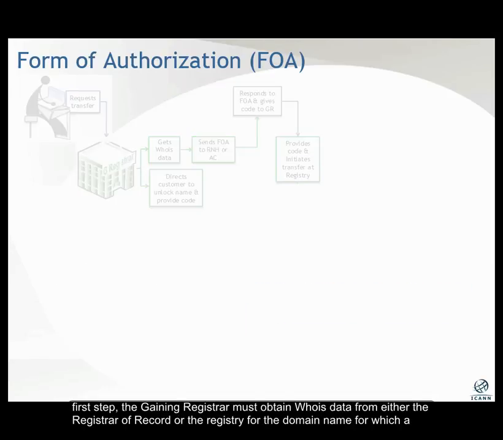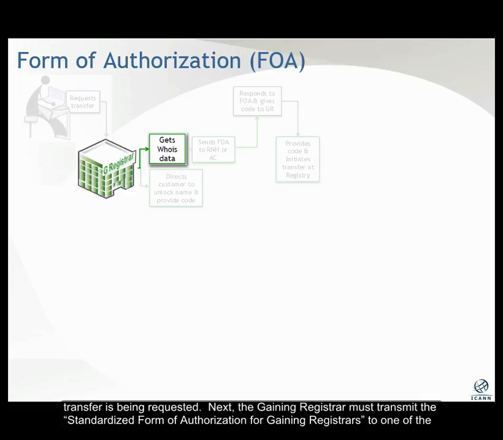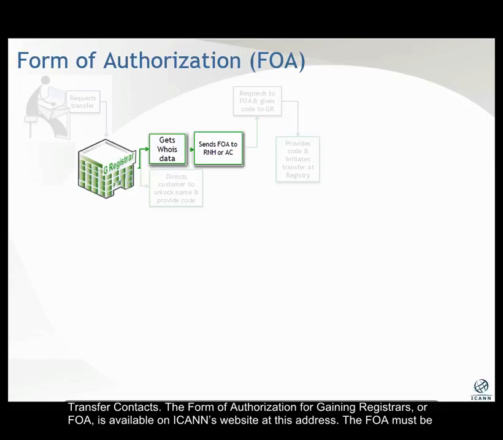As a first step, the gaining registrar must obtain WHOIS data from either the registrar of record or the registry for the domain name for which a transfer is being requested. Next, the gaining registrar must transmit the standardized form of authorization for gaining registrars to one of the transfer contacts. The Form of Authorization for Gaining Registrars, or FOA, is available on ICANN's website at this address.